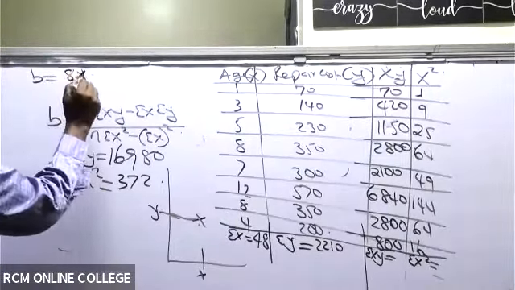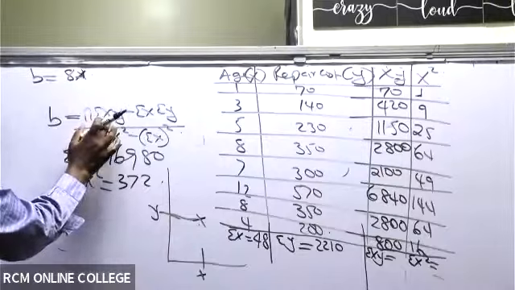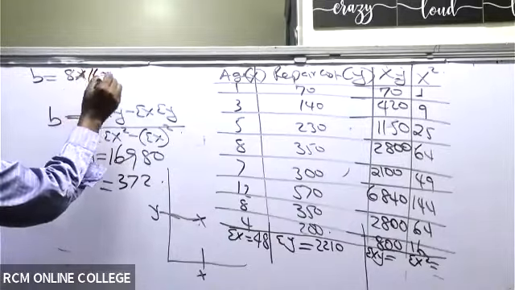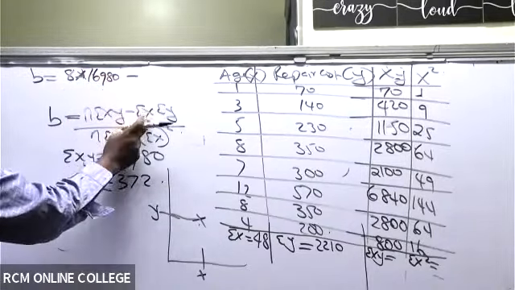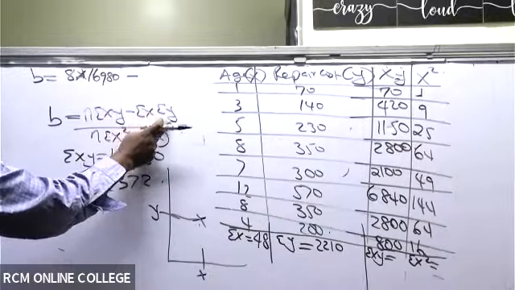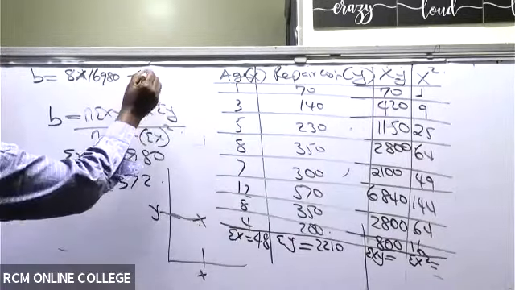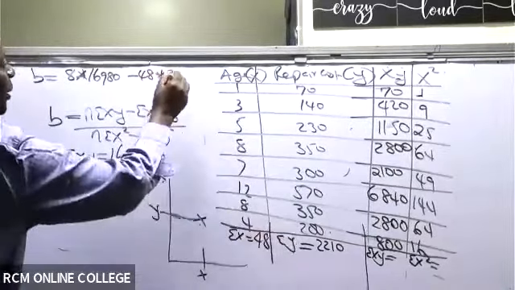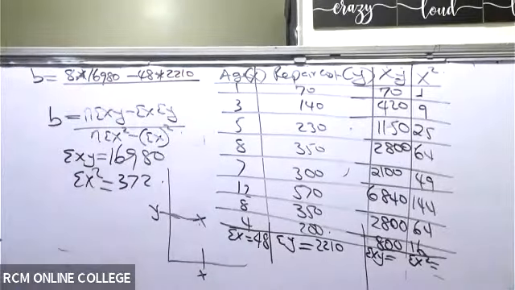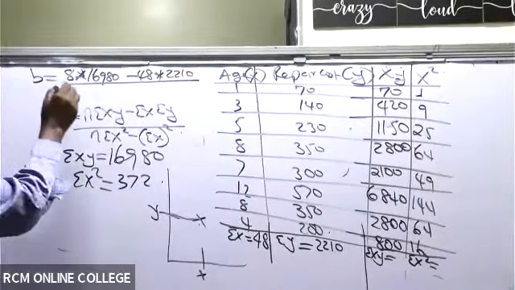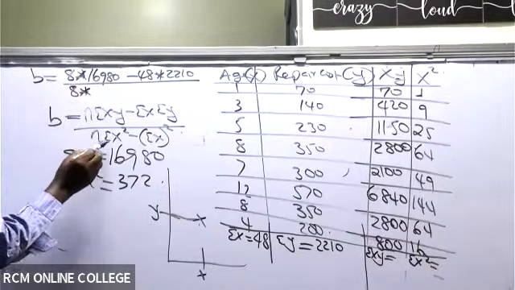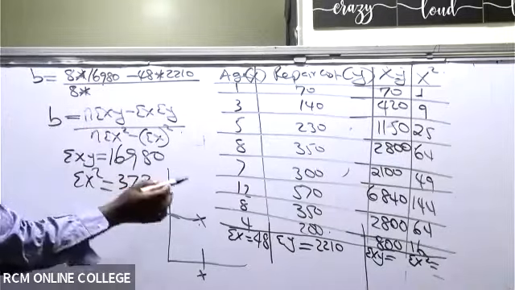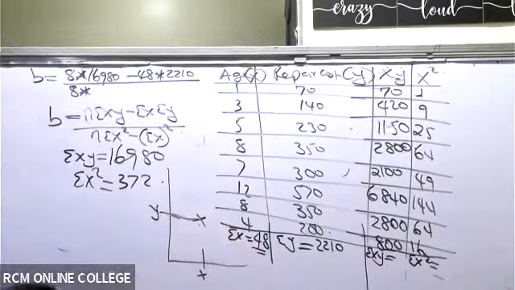So 8 times sum of xy. Sum of xy, we have it here. It is 16,980 minus sum of x, which is 48, times sum of y, which is 2210. All over, we have n again, which is 8, times summation of x squared. Don't take this sum of x squared here, no.